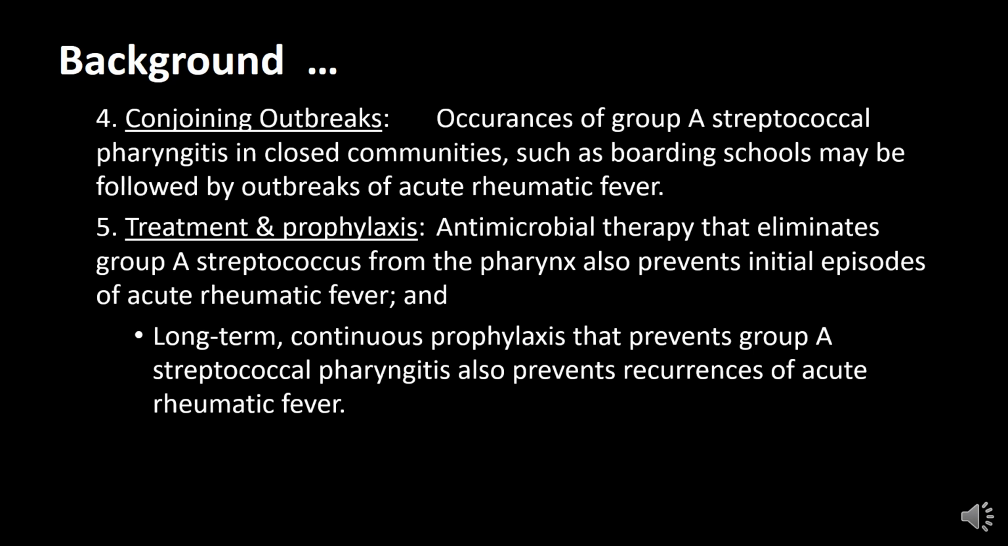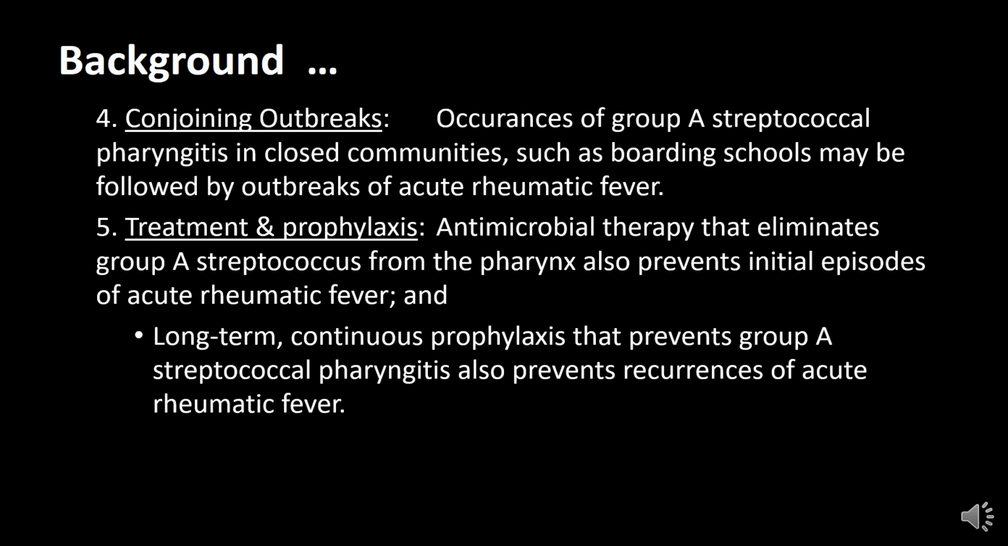Still looking at the links. Number 4 is the conjoining outbreaks. It has also been shown that occurrences of group A streptococcal pharyngitis in closed communities, and the best example we can give here is places like child care centers and boarding schools, where we have these school age-going children, where we have had outbreaks of streptococcal throat infections. In those places also, shortly after, there have also been consequential outbreaks of acute rheumatic fever. That is a very strong link.